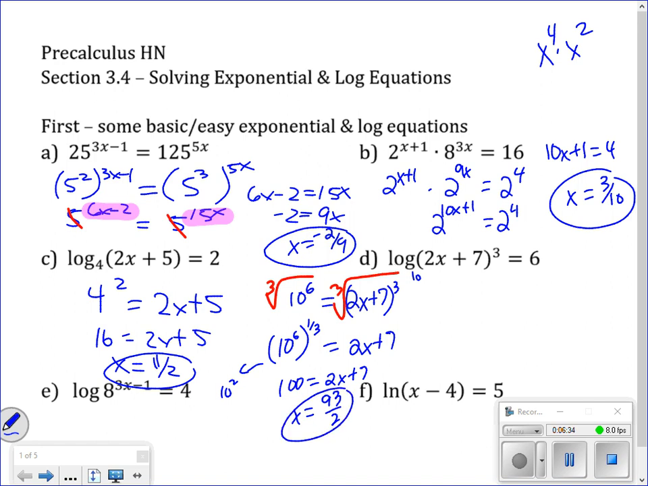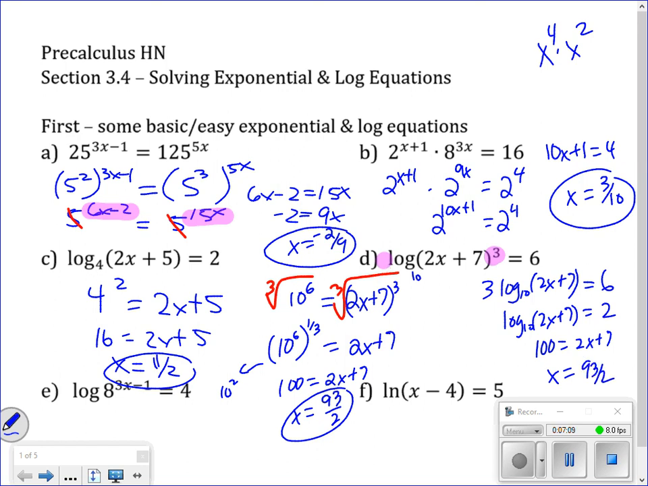So that's one way you could do it. The other way you could do it is this. At the initial step, that 3 can go out front right here. And so I would have 3 times log base 10 of 2x plus 7, so now it's much simpler, equaling 6. You could divide the 3 out, and that would get me a 2 on the other side. So log base 10 of 2x plus 7 equals 2. Now I write it as an exponent. 10 to the 2 equals 2x plus 7. Well, what's 10 to the 2? 100. So 100 equals 2x plus 7. And then you get your 93 over 2. Okay? So that's all fine.